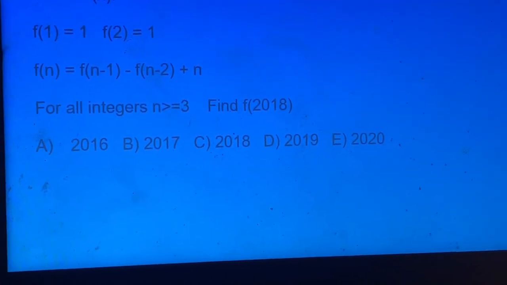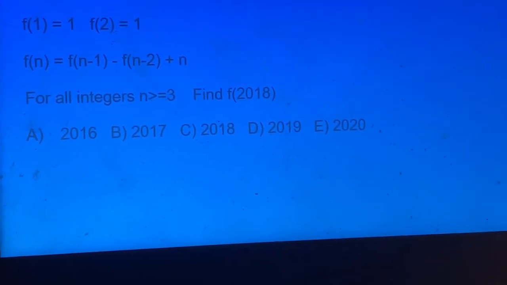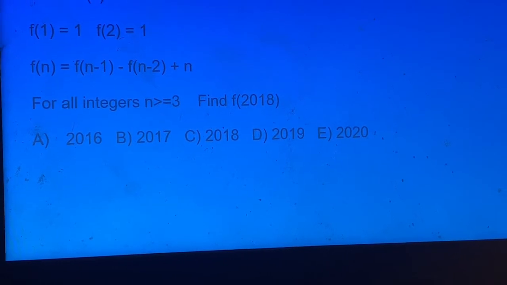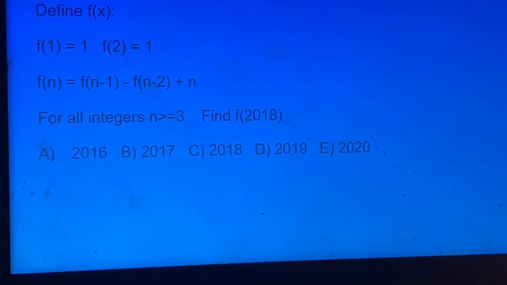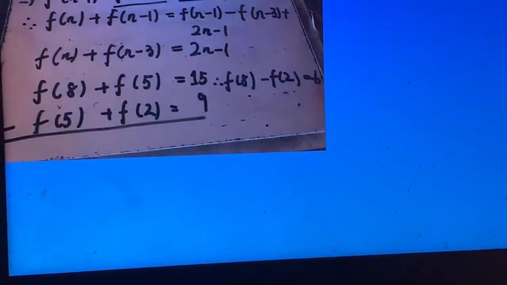The next problem is to define a function. This is a recursive function. We know f1 is 1, f2 is 1, fn is equal to this, right? So we are required to find f2018.